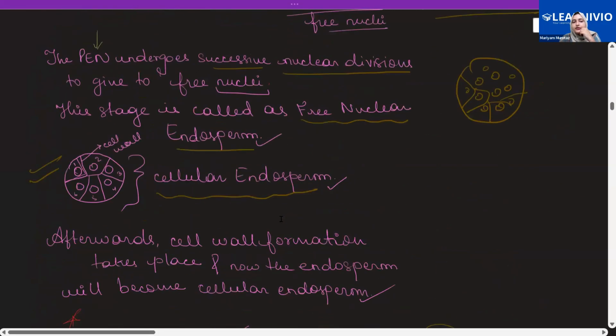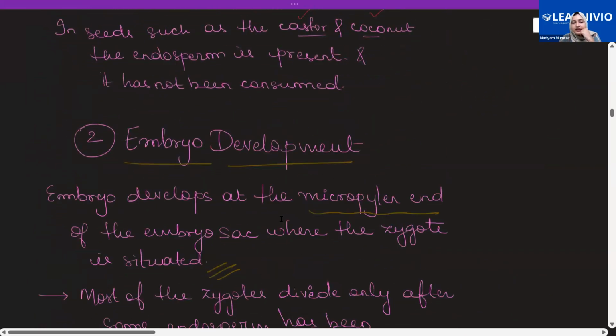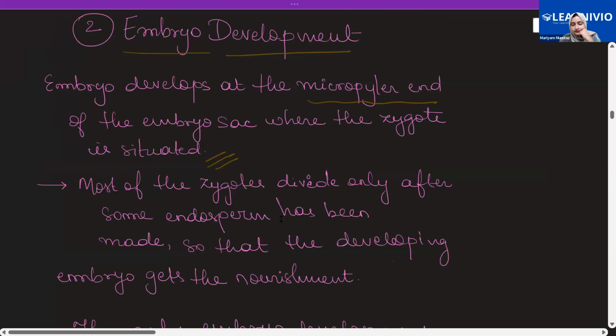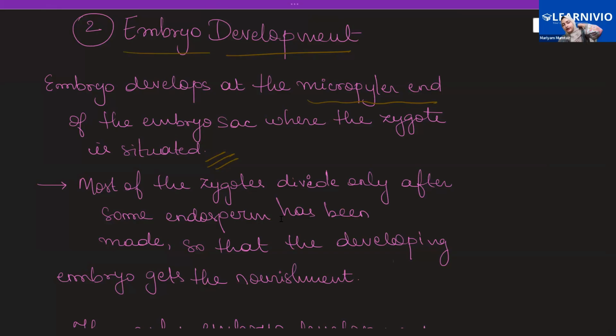I think we are done with the endosperm development. We have to begin with the embryo development. So, moving forward, after the endosperm gets developed, for the development of the embryo, a little bit of endosperm has to be formed. The embryo develops at the micropylar end, where the zygote is situated, meaning that the zygote develops into the embryo. Most of the zygote starts to divide only after some endosperm has been made so that the developing embryo gets all the nourishment.